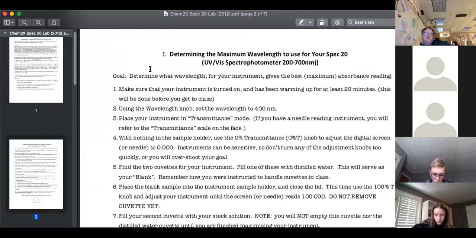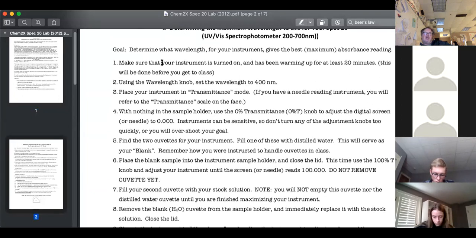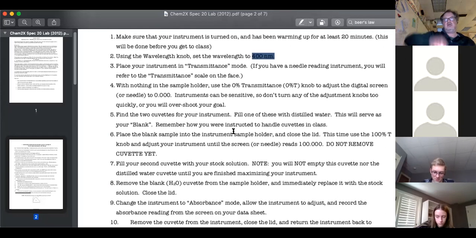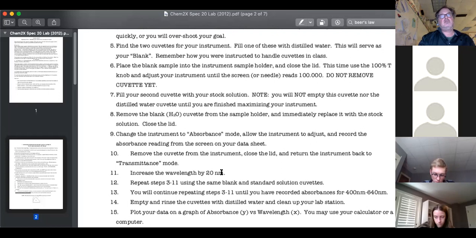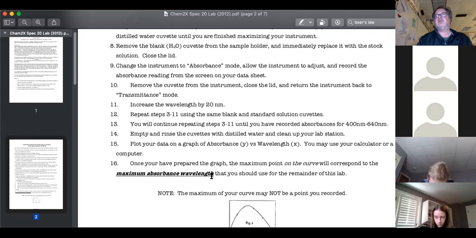So tomorrow will look like this, determining the maximum wavelength. You start at 400 and you basically zero out your instrument, have a blank to give 100% transmittance, and then you just stick in your stock solution that you made, in a cuvette. And then you remove that, increase the wavelength by 20, and you do it again. And then you increase the wavelength by 20 and you do it again.